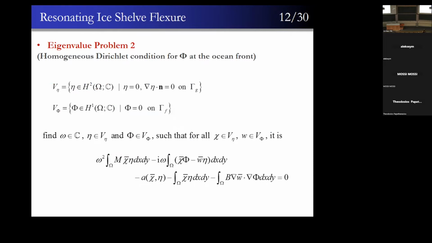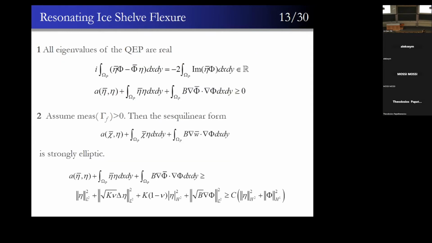So I will focus on the second eigenvalue problem with the zero Dirichlet conditions, and the natural setting for this problem are Sobolev spaces H2 with appropriate homogeneous conditions at the grounding line, and H1, all of these over the complex numbers with the nodal line at the front gamma F of the ice shelf. And we want to find the eigenfrequencies and eigenforms of the system.